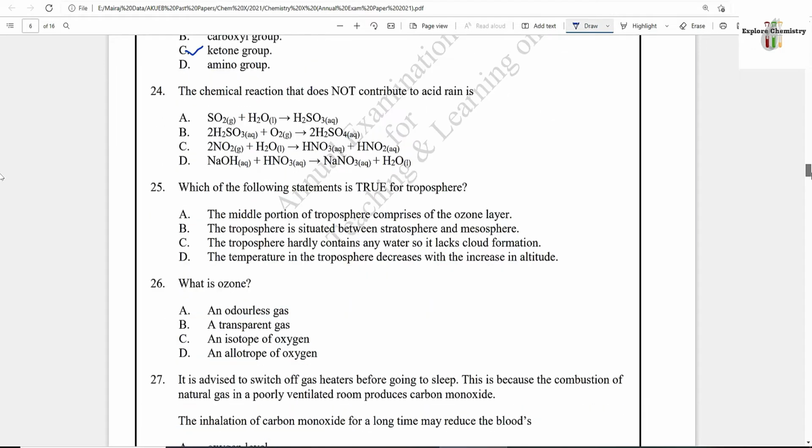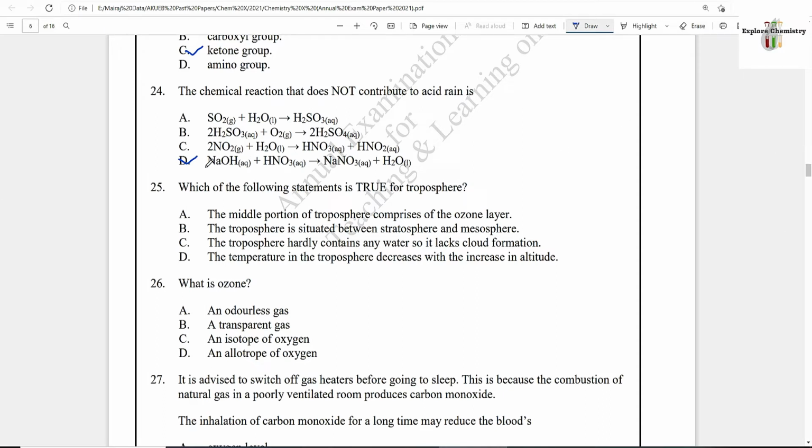From 24, chapter 6, atmosphere MCQs are starting. The chemical reaction that does not contribute to acid rain is: here acid should be formed in the product. H2SO3 sulfurous acid, H2SO4 sulfuric acid, nitric acid, nitrous acid, but over here sodium nitrate, salt and water is forming. So this reaction is not producing acid, it will not contribute to acid rain.